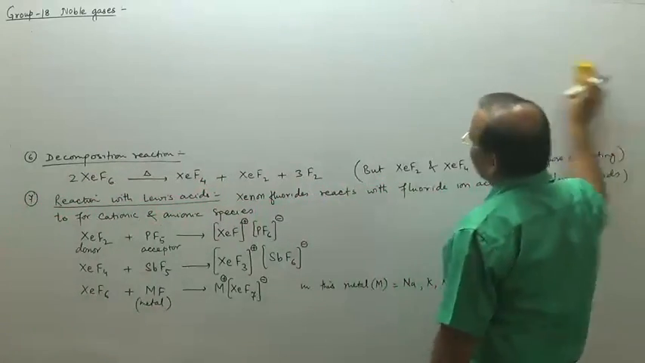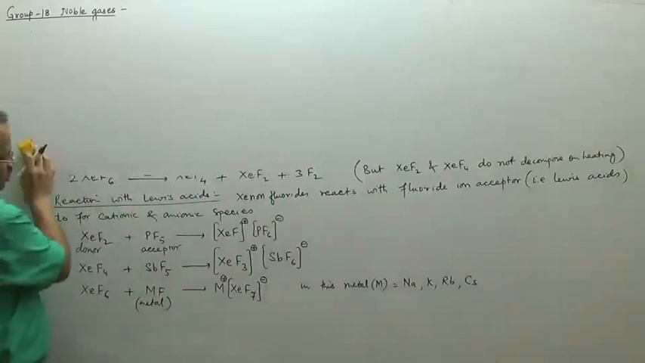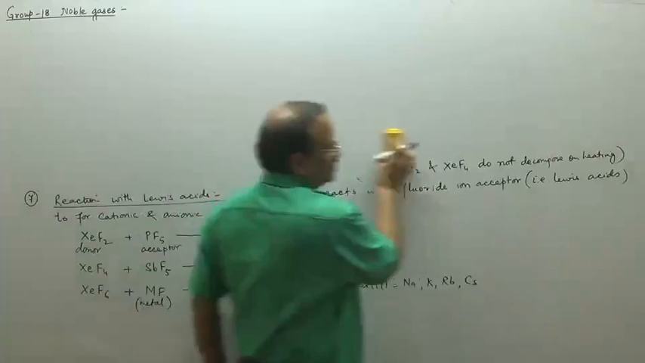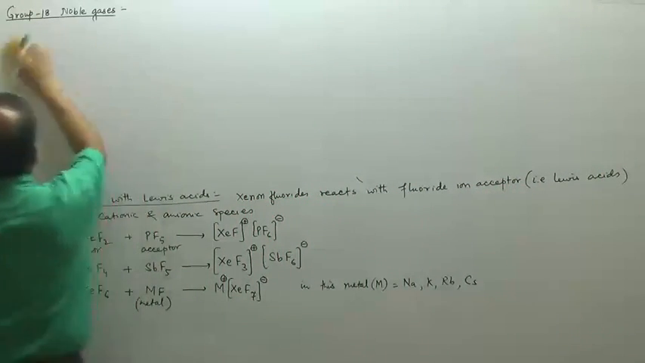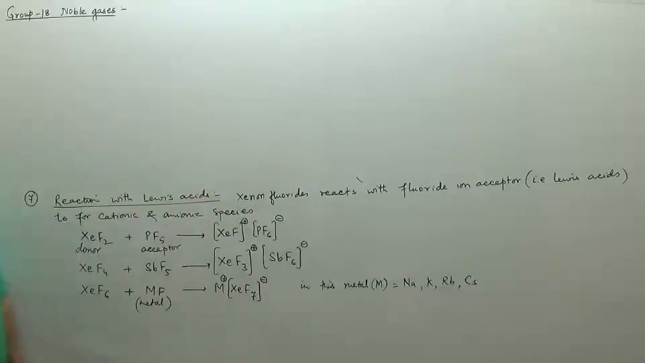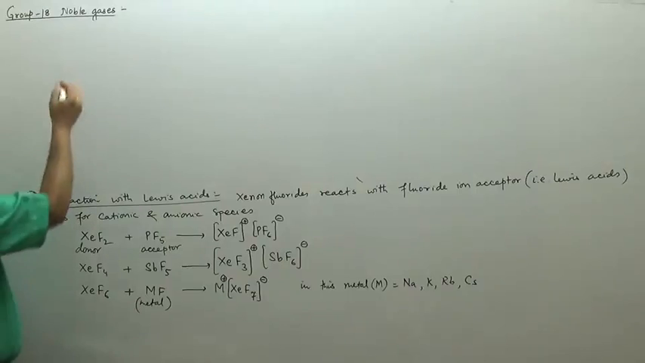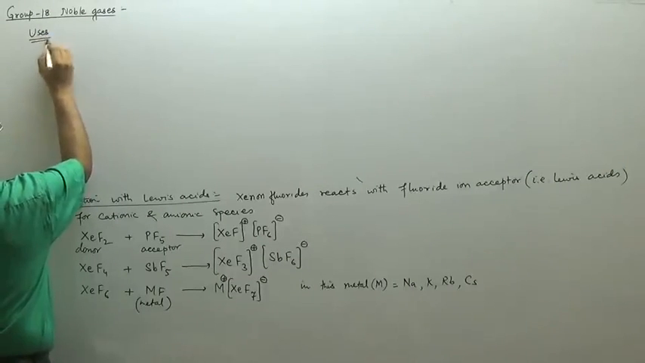Next we can write the uses of noble gases. Another important part for the noble gases is their uses. So let us write first the uses, then we will check what more we can write about these xenon compounds.